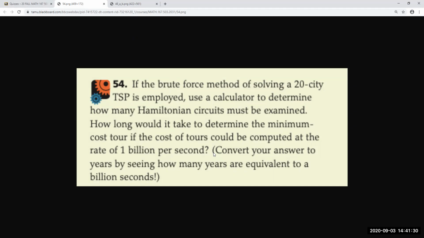And if you can solve the question from 48, whether I need to count the separated mirror image or not, then you can actually count only half of the 20 factorial. So it is also part of the question. But anyway, if you can calculate 20 factorial and turn it into years using 1 billion per second, then you're fine, right? Do you have more question on 54?